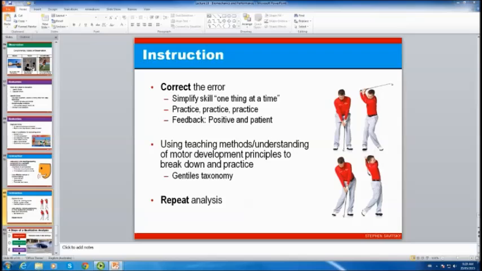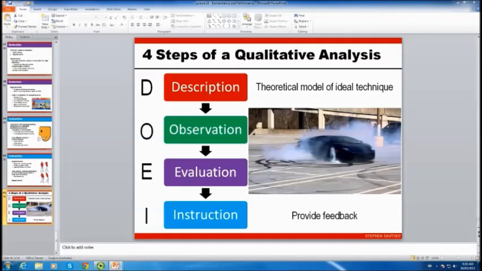But if this fails, you do it again. And again, and again. This DOEY process is a biomechanist's life. Again and again. Remember the four steps, they are key. Describe, observe, evaluate, instruct. Again and again and again.